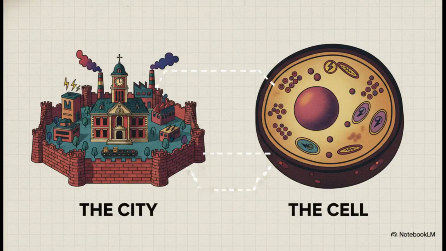So, I want you to imagine a massive, sprawling city. You've got a town hall making all the big decisions, power plants keeping the lights on, huge factories manufacturing goods, and sturdy walls all around keeping the citizens safe from outside threats. If you can picture that setup, you basically already understand the core architecture of biology. It's the exact same logic.